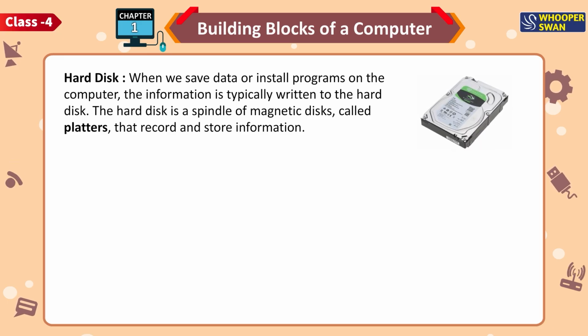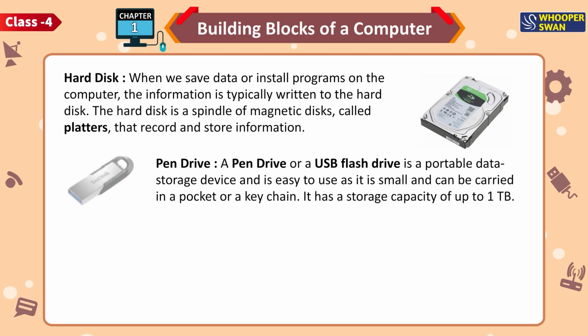Hard disk. When we save data or install programs on the computer, the information is typically written to the hard disk. The hard disk is a spindle of magnetic disks, called platters, that record and store information. Pen drive.